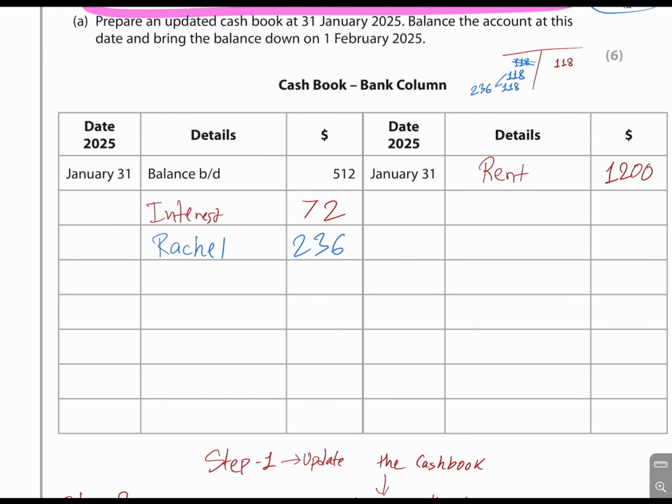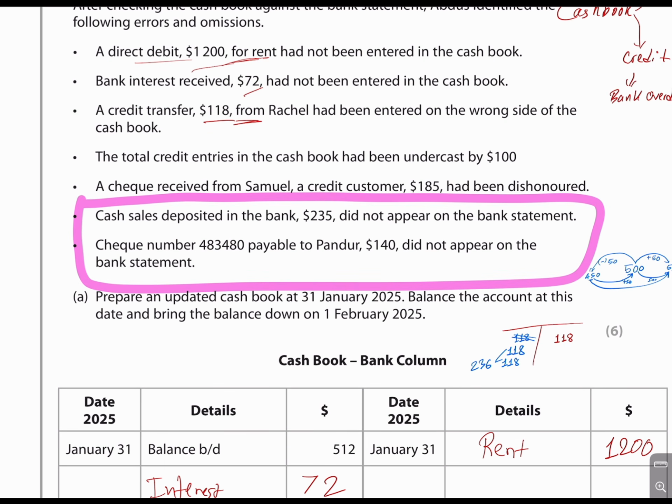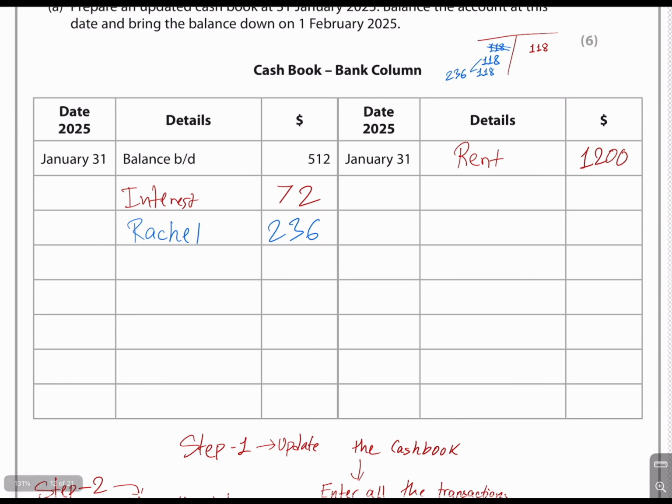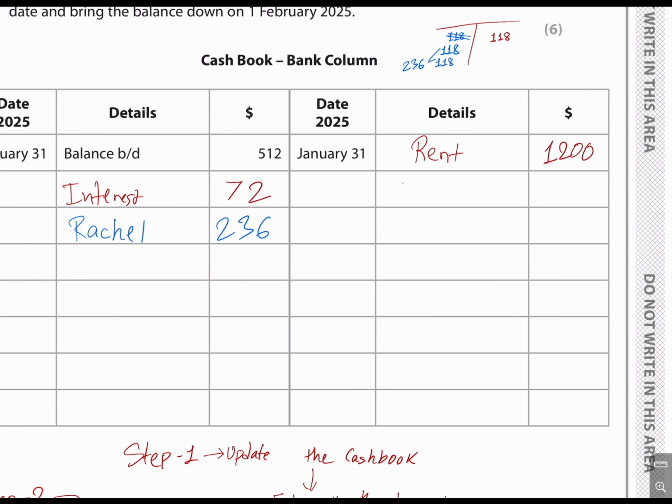Then next, what do we have? We have the last part of the cash book: the total credit entries in the cash book had been undercast by 100. So we just add 100 on the right side. You get the right undercast. 100.